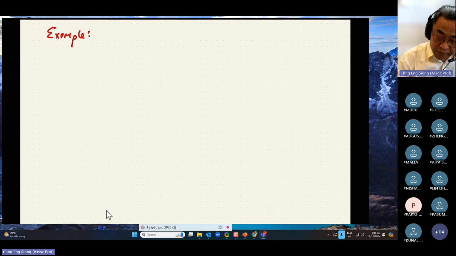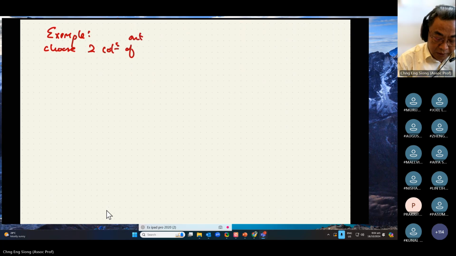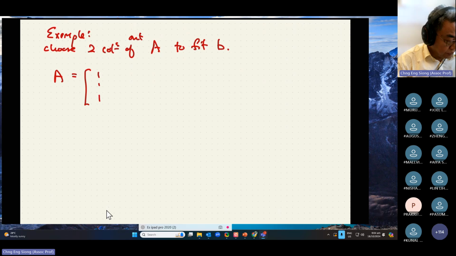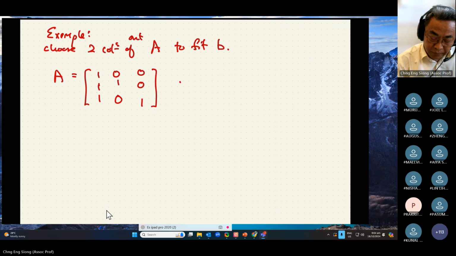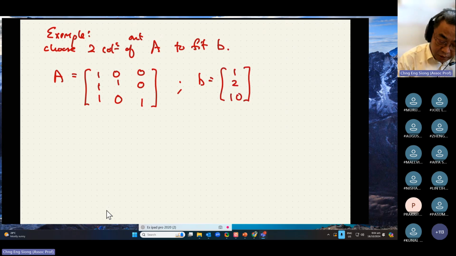The question asks us to choose two columns out of A to fit B. And A equals 1, 1, 1, 0, 1, 0, 0, 0, 1. This is A. And B is 1, 2, 10. And let's call the columns A1, A2, and A3.